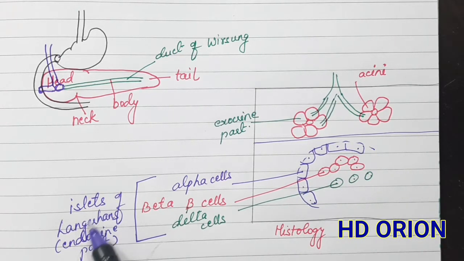Islets means the island, and Langerhans is the name of the scientist, which is composing the three types of cells: the alpha cells, the beta cells and the delta cells. Since this is the endocrine part, it will release hormones. We'll later see in the video what are the hormones that are being released by the endocrine part.